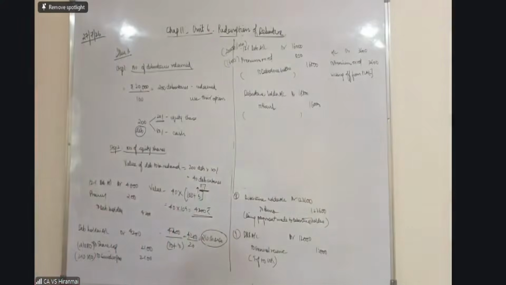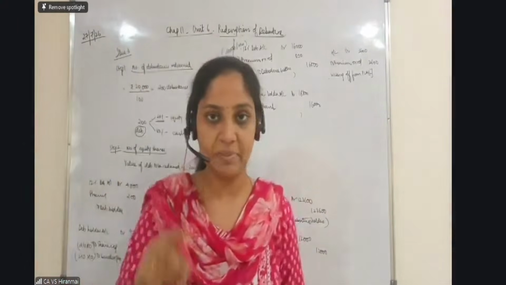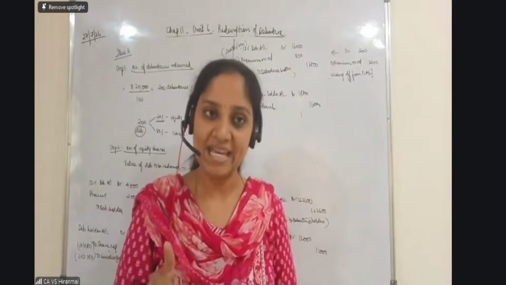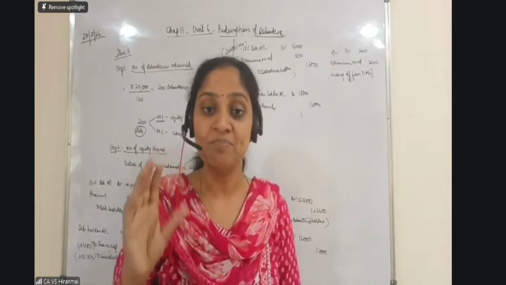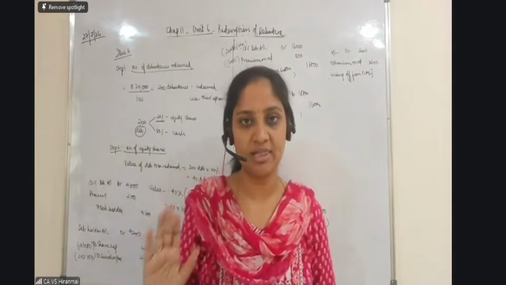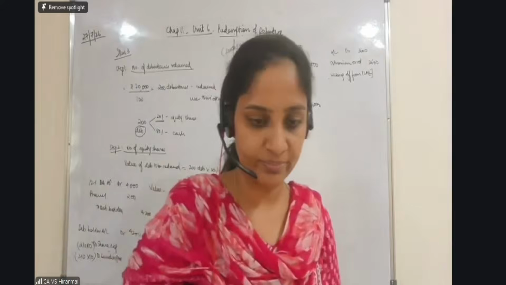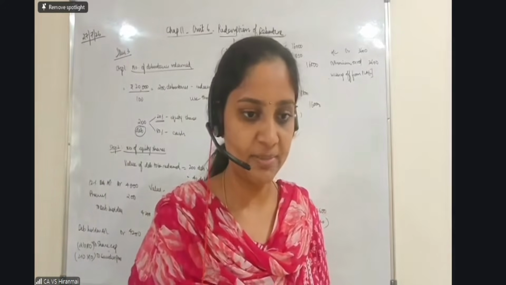Now take a 5 minute break. And after this, I showed you the January paper and the September paper. In that September paper, the entire equity shares question that has come is a little tricky. Let us solve that in the class now so that we would have done an entire revision. Okay, so take a 5 minute break and be back.